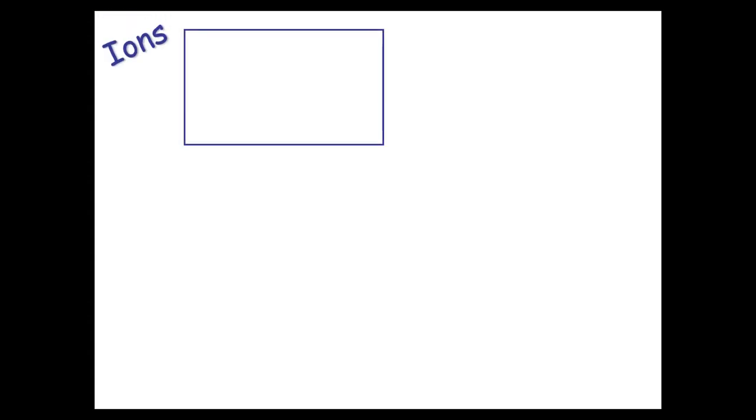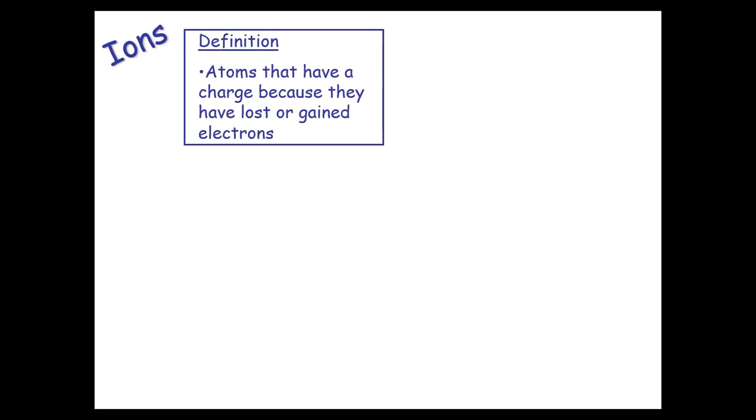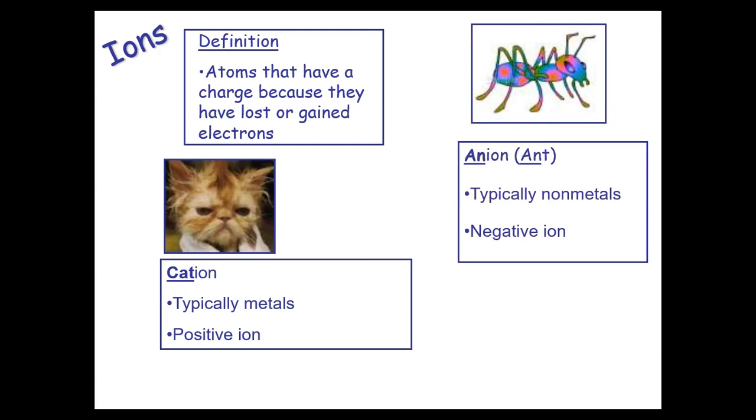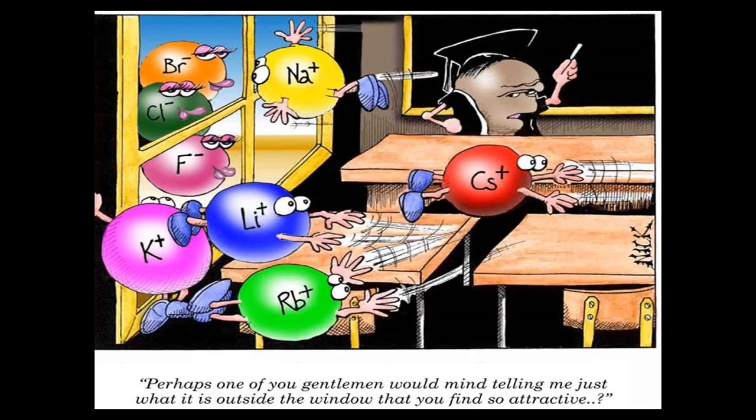And if you remember also, ions are atoms that have a charge because they've gained or lost electrons. So remember too that cations are typically metals. These are going to be positive. And the anions are typically nonmetals, and they're going to be negative. So this is very important, remember, for your ionic compounds. So these positive and negative ions, these cations and anions, are attracted to each other because of their opposite charges. And this is just a silly cartoon. I'm just kind of showing you that attraction.